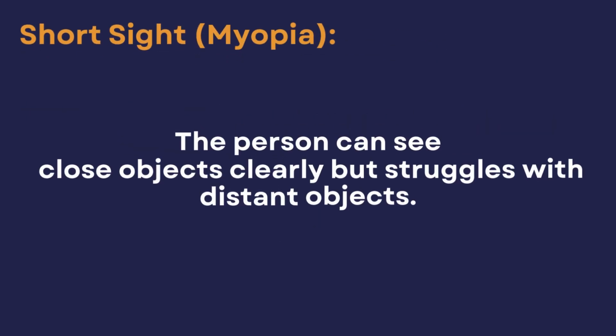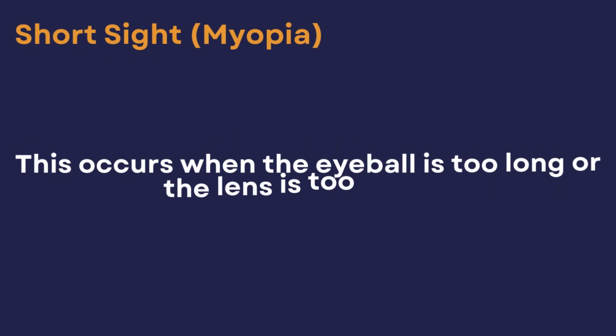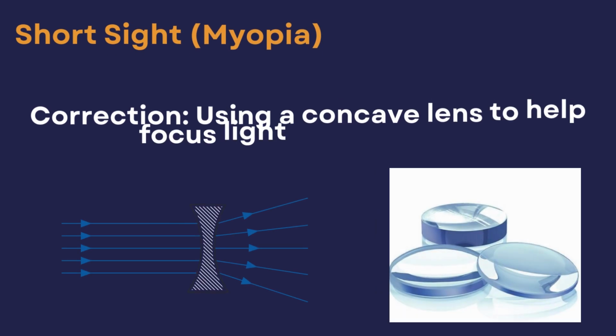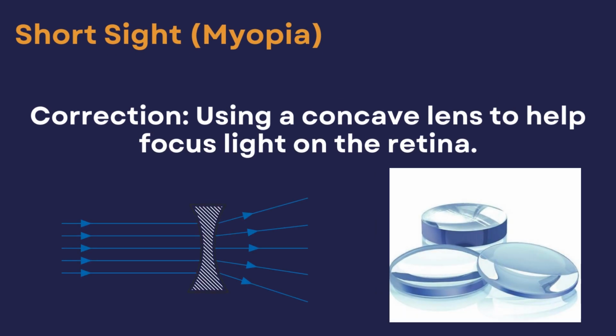Short sight, myopia. The person can see close objects clearly, but struggles with distant objects. This occurs when the eyeball is too long or the lens is too strong. Correction: using a concave lens to help focus light on the retina.